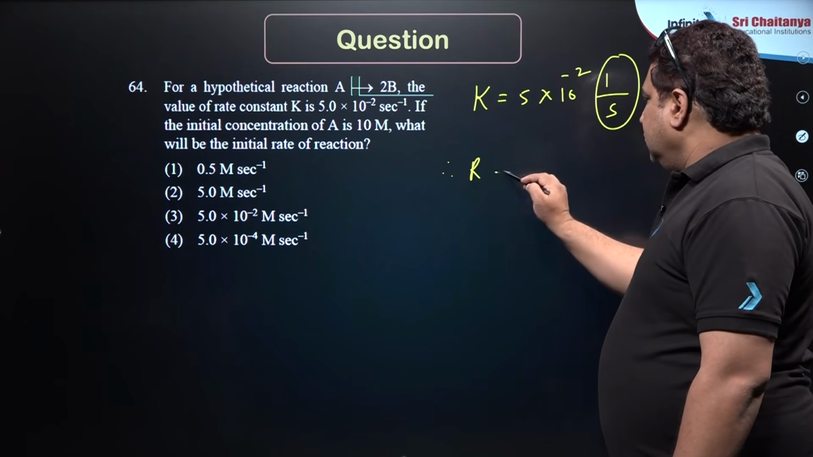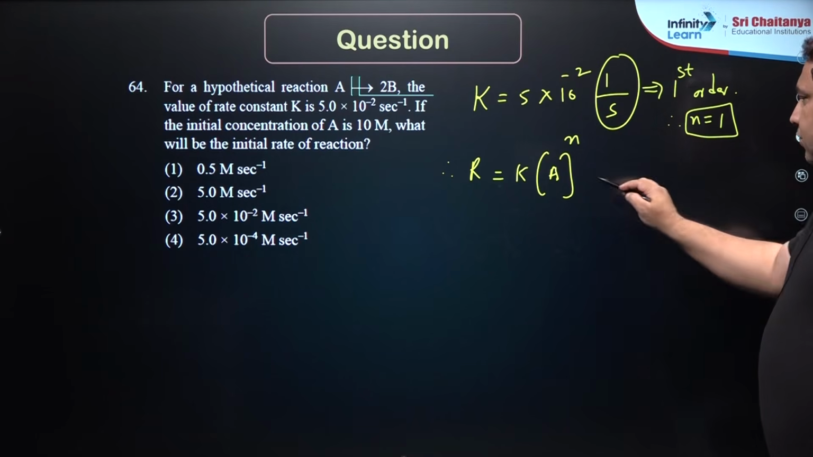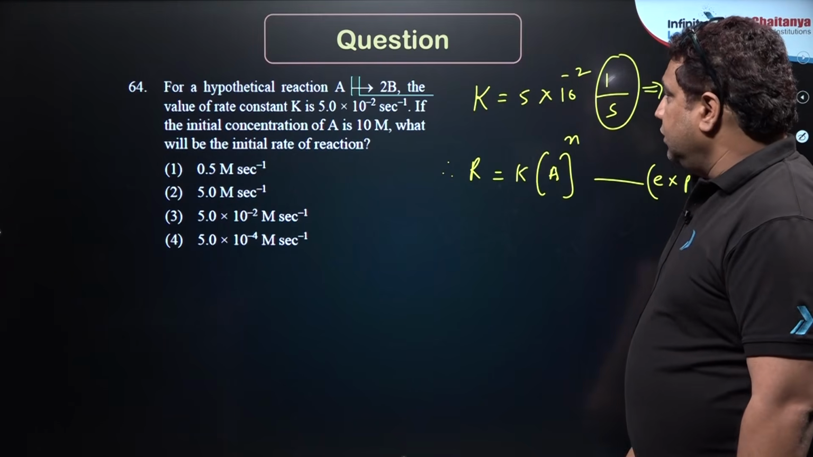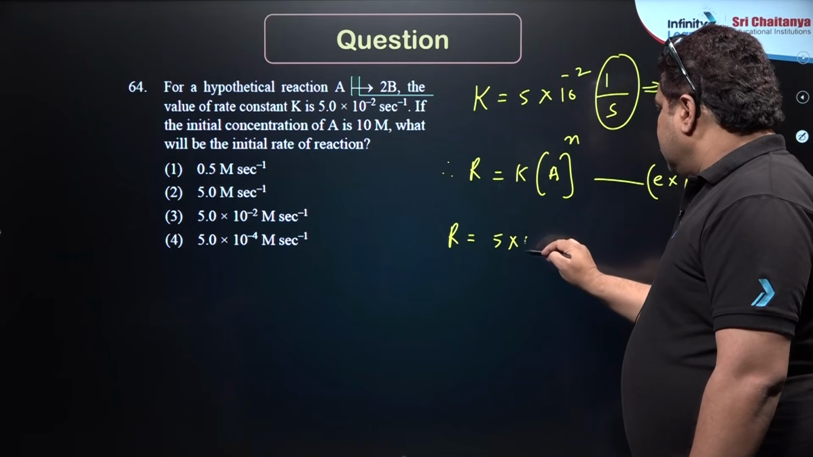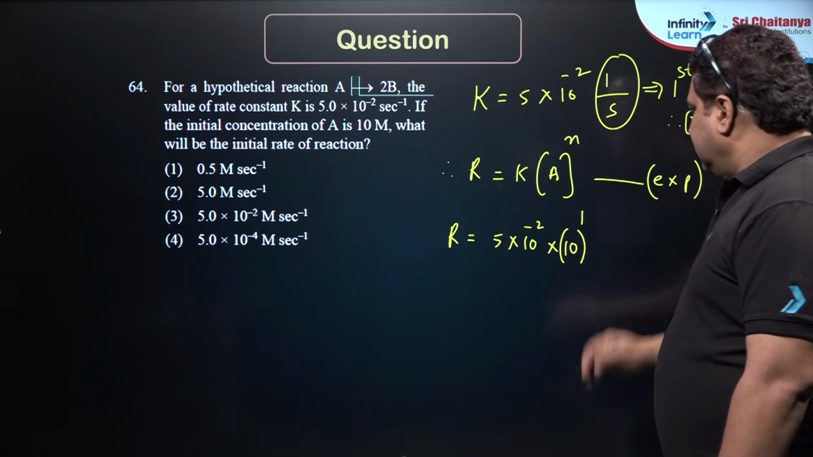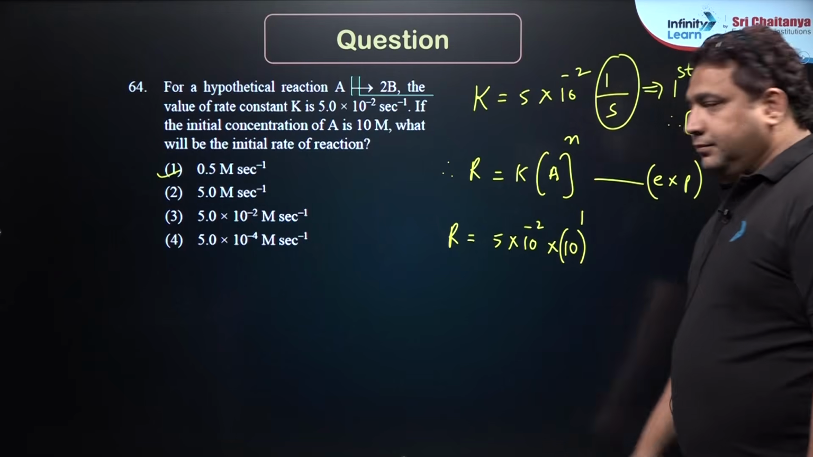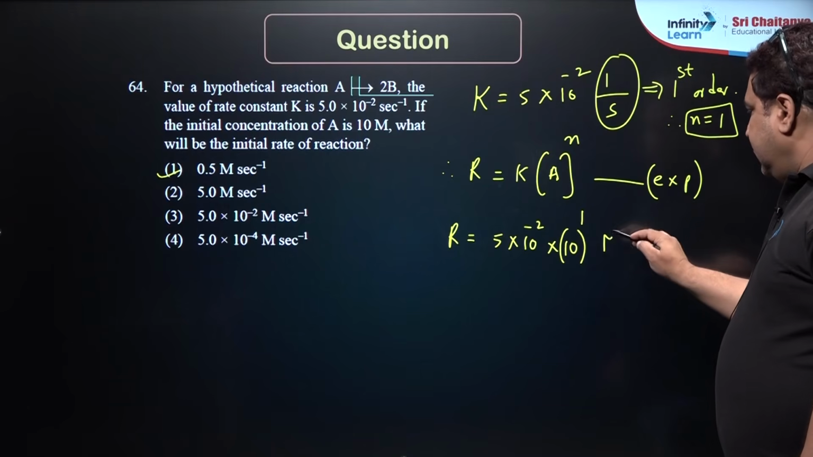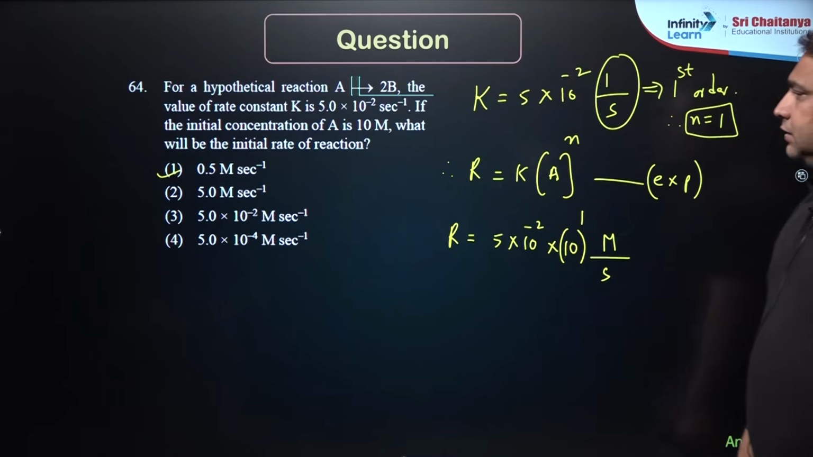So, hence R is equal to K into A to the power n. We know this comes actually from experiment, but from units also we can derive it. So, what is it telling? What will be the initial rate? So, R is equal to K, K is how much? 5 into 10 to the power of minus 2 into 10 power 1. So, on solving, answer is 0.5 molarity per second, or moles per liter per second also we can write.